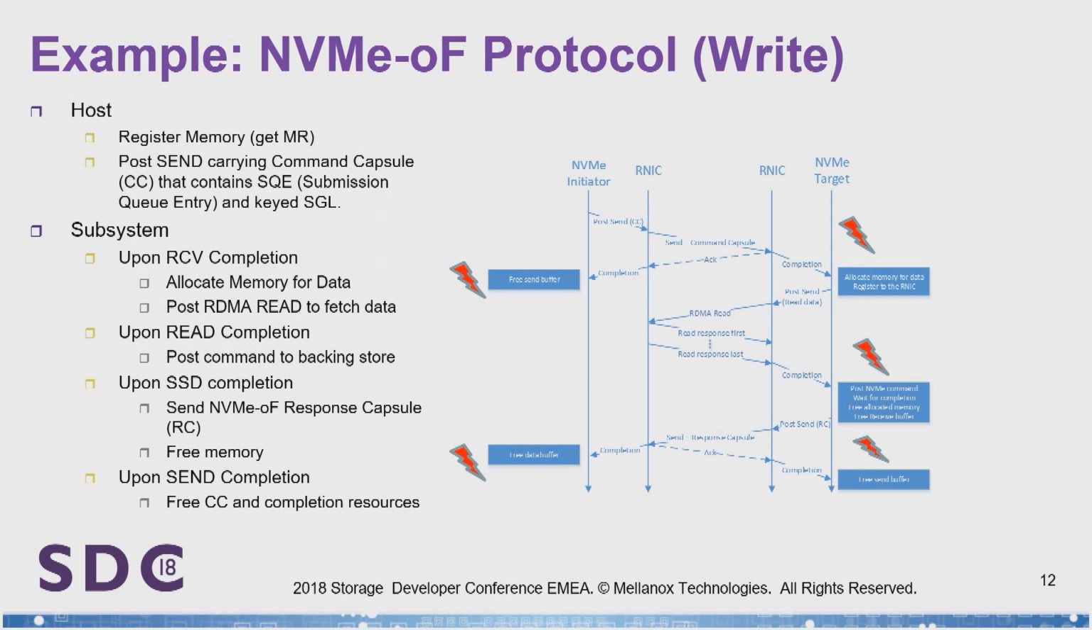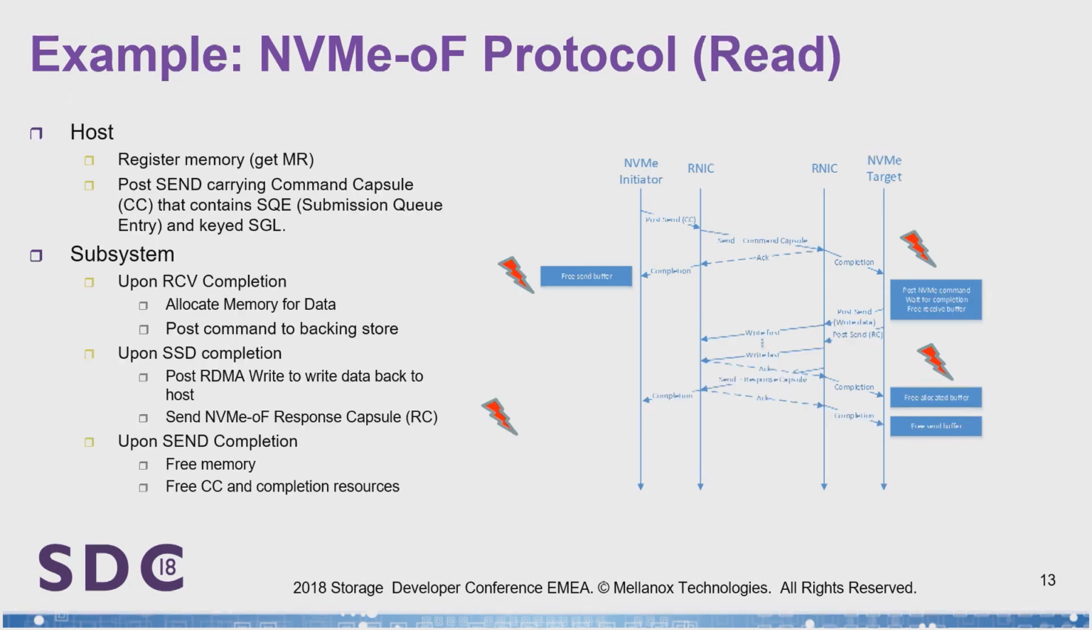After we receive a completion from the underlying storage, we post a command response capsule that says the status of the command, and we can free the memory that we allocated for this transaction. And when the initiator receives a completion of the response capsule, it will inform the layers above it about the finish of the transaction.